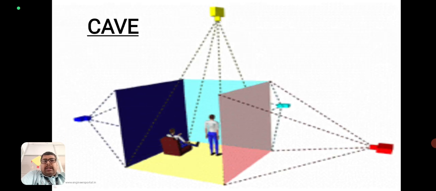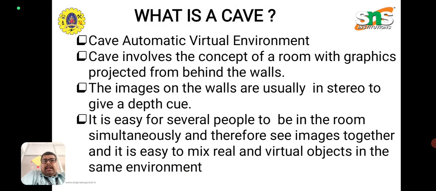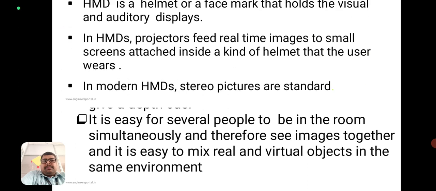Next, we are going to see the CAVE. As already shown, the CAVE is surrounded by three side layers and a bottom layer, which is captured by a camera. CAVE stands for Cave Automatic Virtual Environment. A CAVE involves a constant room with the graphics projected from behind the walls. Images on the walls are usually steered to give depth to the view. It is easy for several people to be in the room simultaneously and therefore see images together, and it is easy to mix real and virtual objects in the same environment.